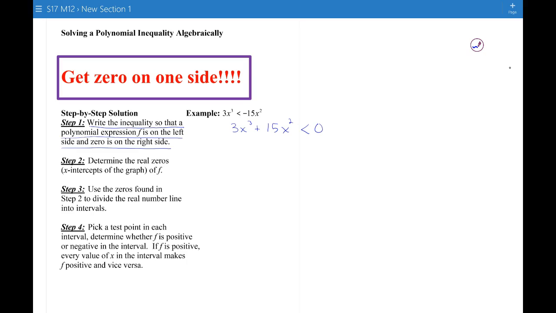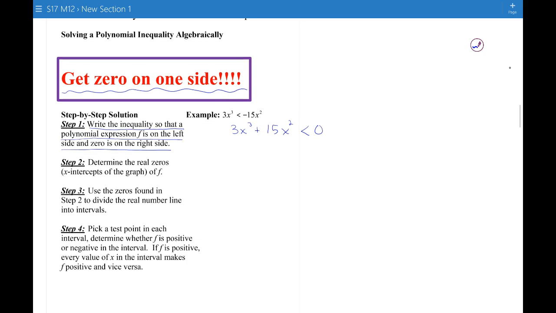So the worst thing you could do is divide both sides by x squared, because you don't know if x squared is 0. So you can't divide by it. So the very first step is to get 0 on one side, just like when you're solving polynomial equations. So then you're going to find the real zeros. So that's the same thing as solving the equation 3x cubed plus 15x squared temporarily equals 0 to find the zeros. So we're going to factor out the GCF of 3x squared, leaving x plus 5.